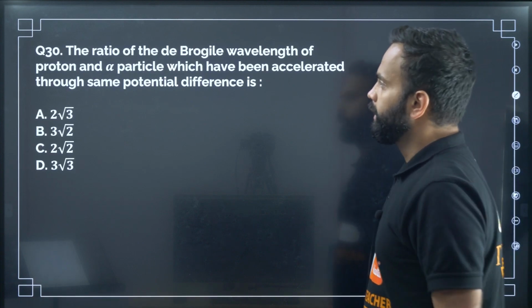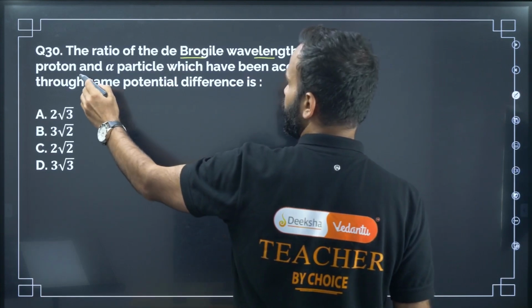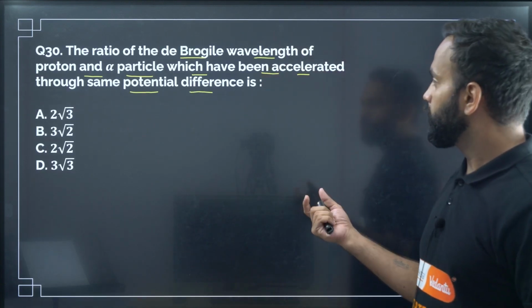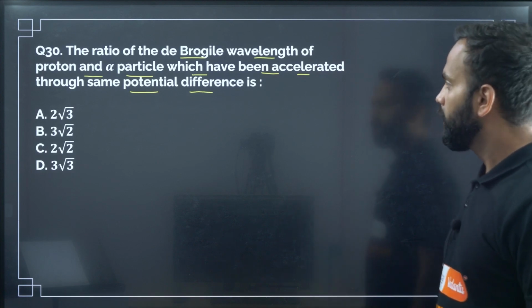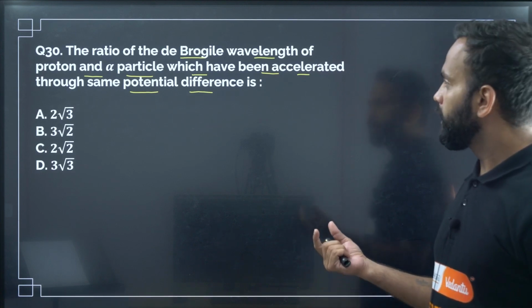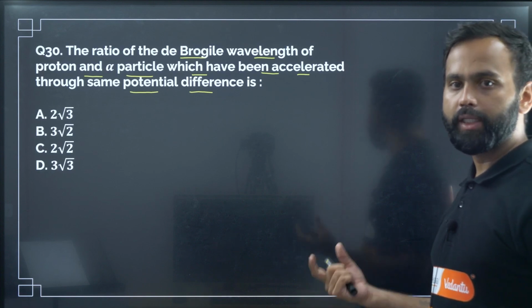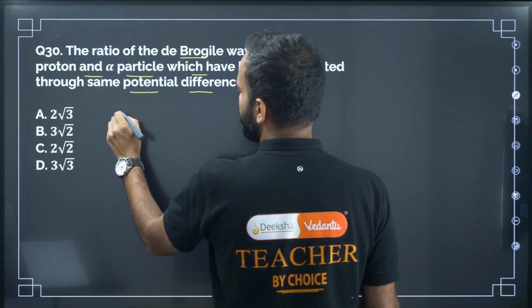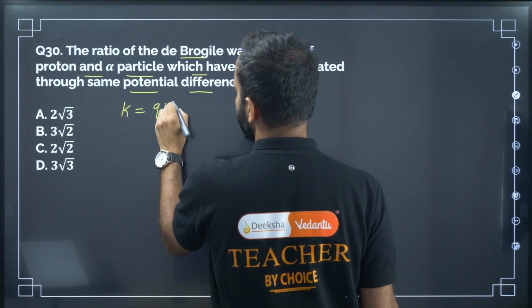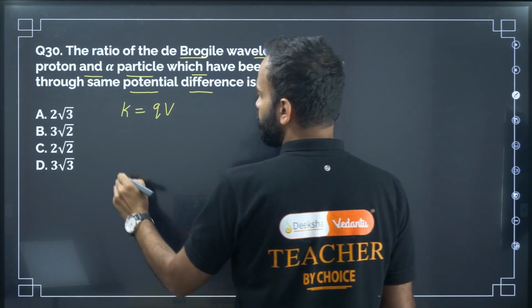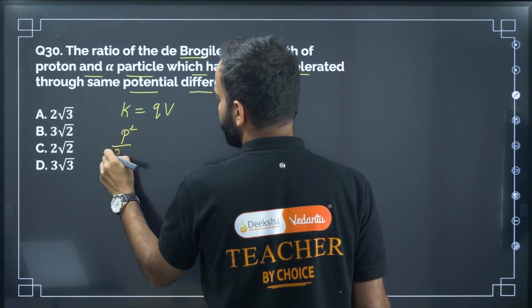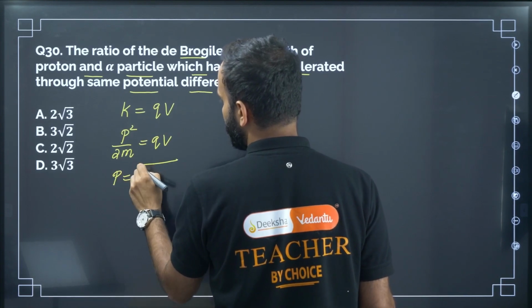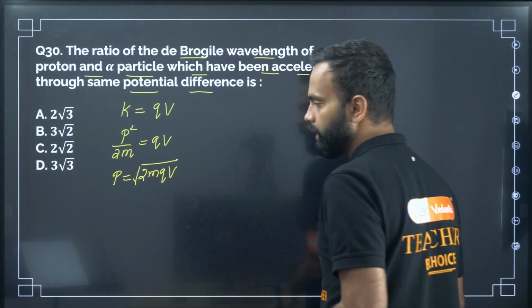And the last question. The ratio of de Broglie wavelength of proton and alpha particle which have been accelerated through the same potential difference. Okay, so which have been accelerated through the same potential difference, right? That is the kinetic energy of the charged particle, that is alpha particle and proton, increases when it is accelerated through a potential difference, and electrical potential energy decreases, right? So gain in kinetic energy is equal to loss in potential energy, right? So we know that kinetic energy is equal to square of the momentum divided by 2m, which is equal to q into v. So momentum p equal to root of 2m into q into v, right?